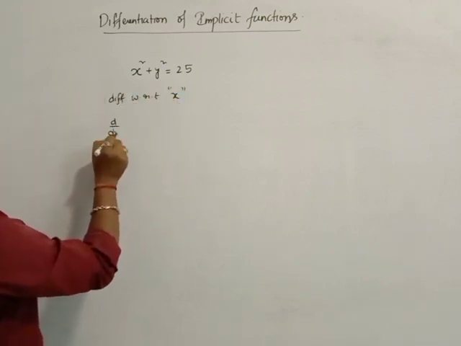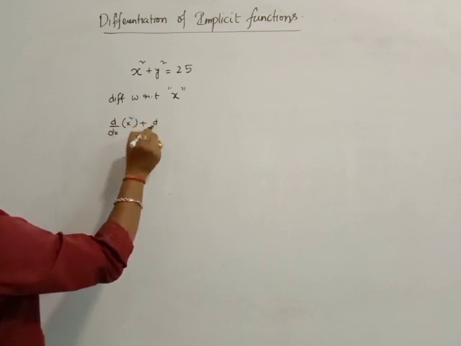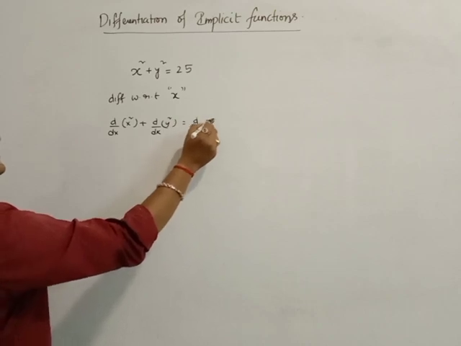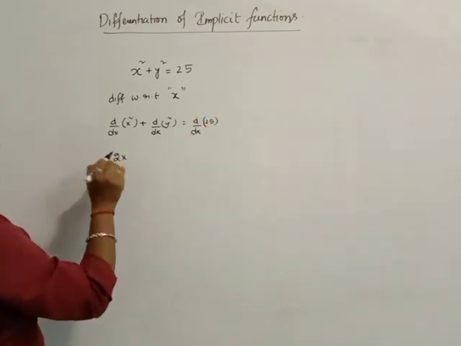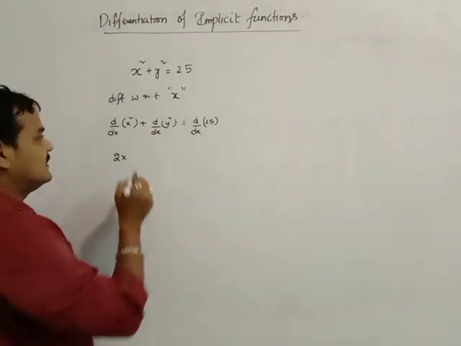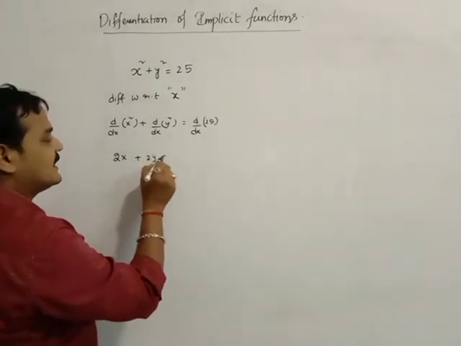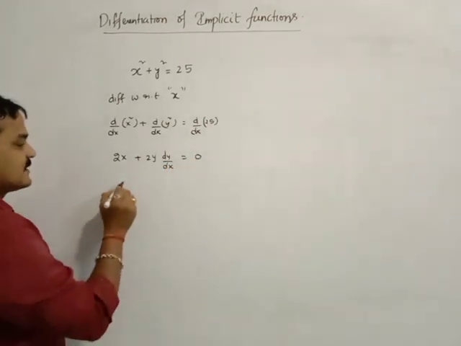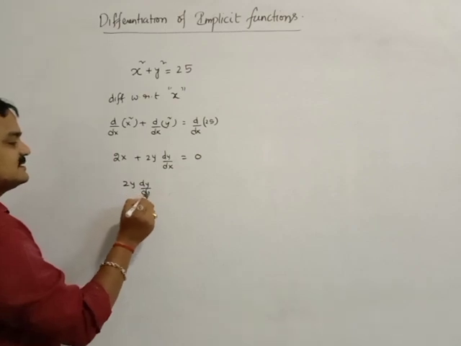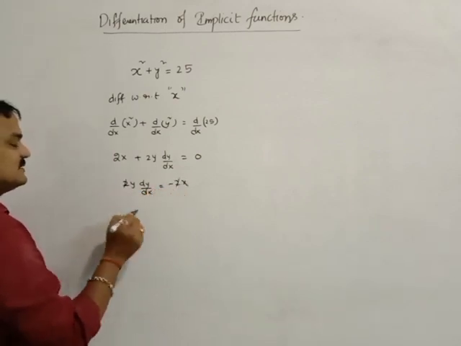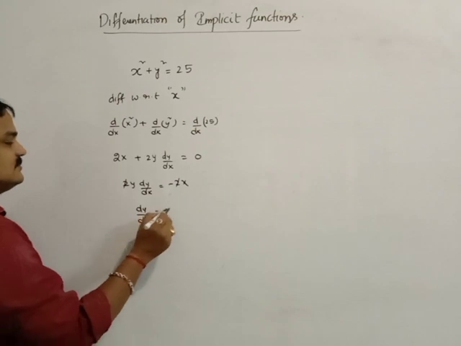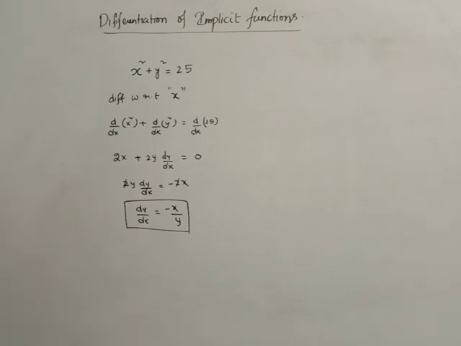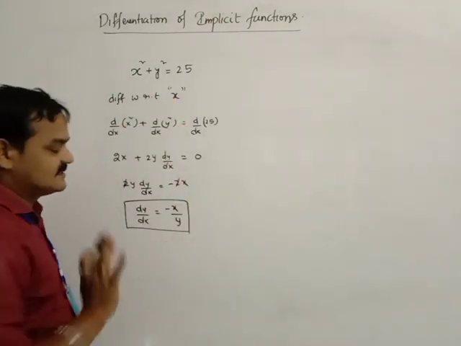So what happens? d by dx of x square plus d by dx of y square is equal to d by dx of 25. The derivative of x square is 2x into dx by dx, which cancels. The derivative of y square is 2y into dy by dx, equal to the derivative of a constant, which is 0. So 2y dy by dx is equal to minus 2x. 2 cancels. So dy by dx is equal to minus x by y. That is the derivative of this function. So here we differentiated with respect to x, and the answer comes.